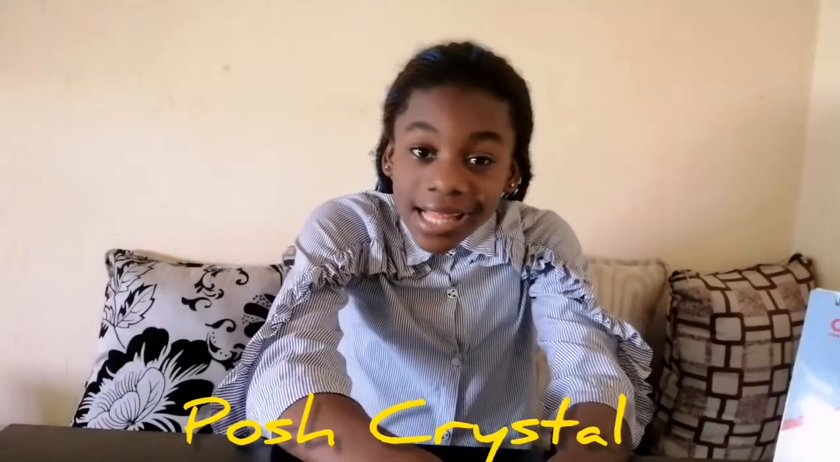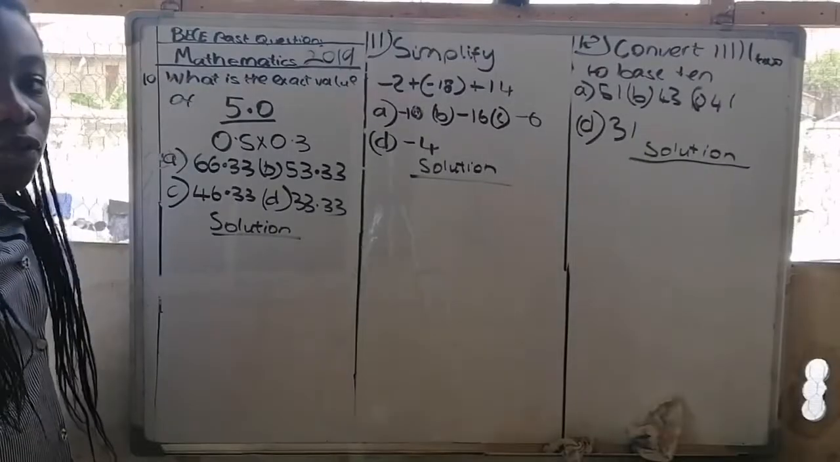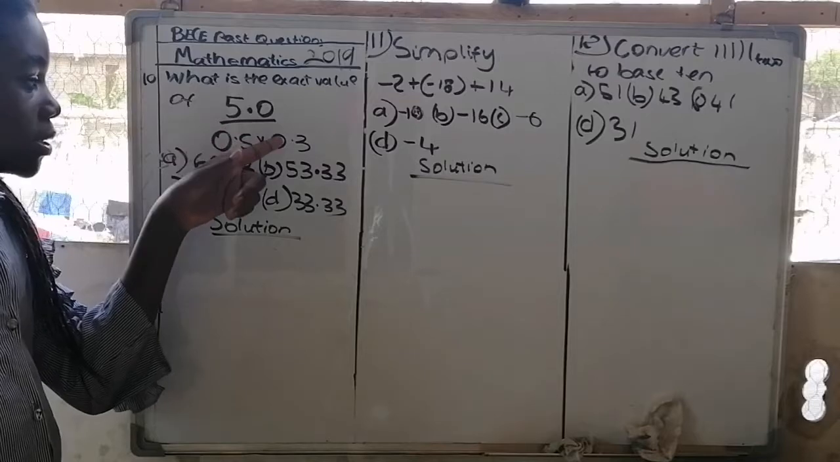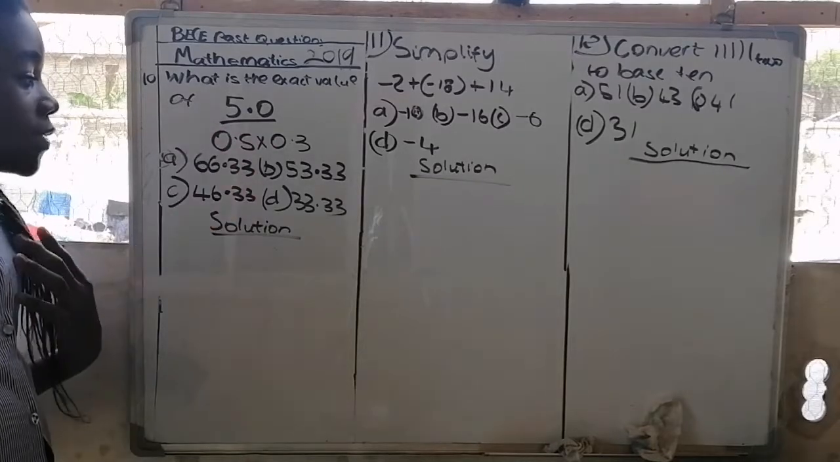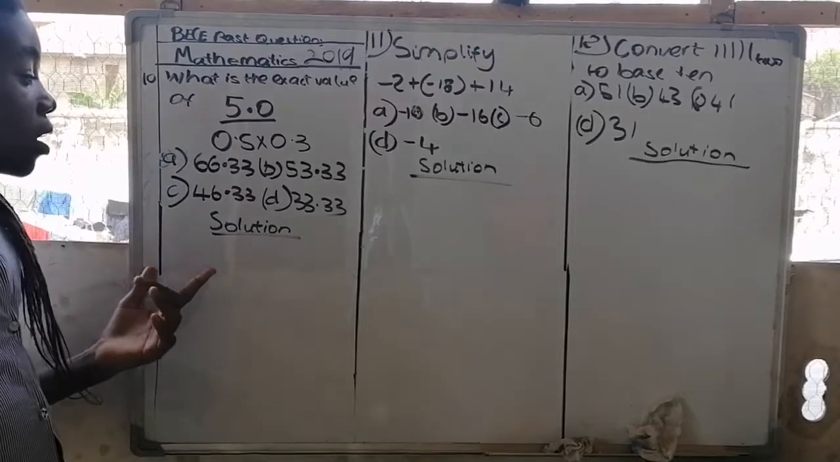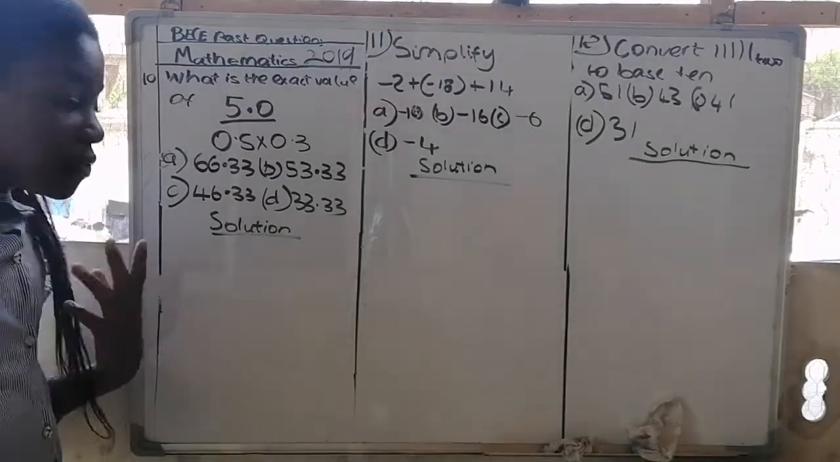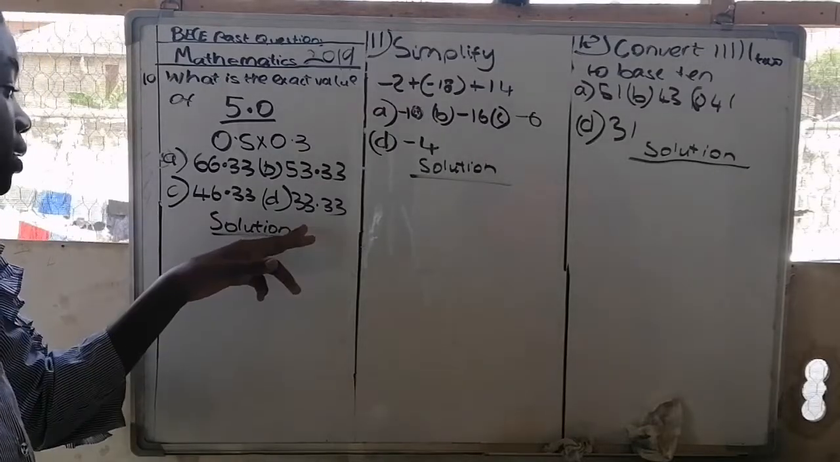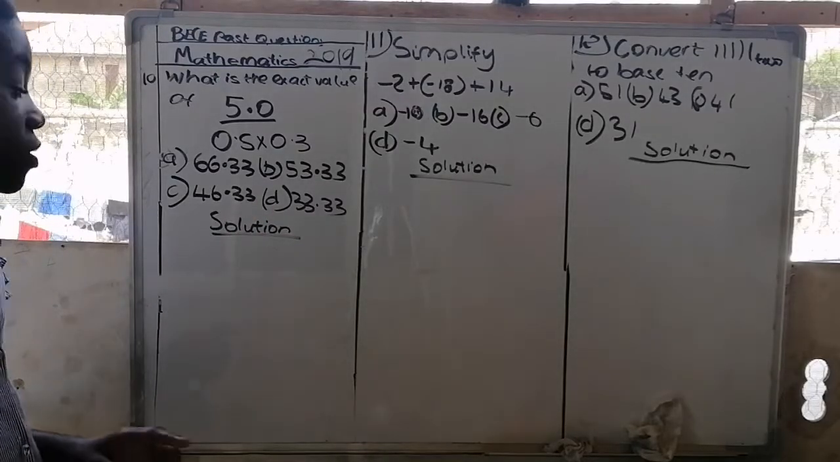It's expected that after solving these questions with me, you should be able to solve any question that you come across during your exam. So, number 10. What's the exact value of 5.0 over 0.5 times 0.3? Option A, 66.33. Option B, 53.33. Option C, 46.33. And option D, 33.33.